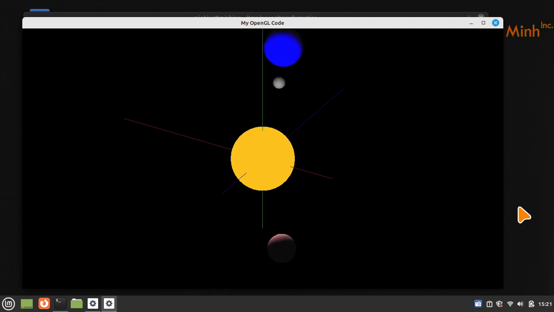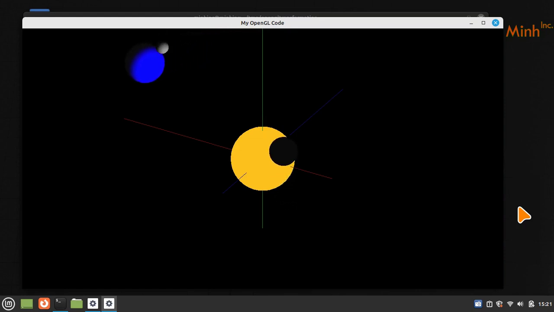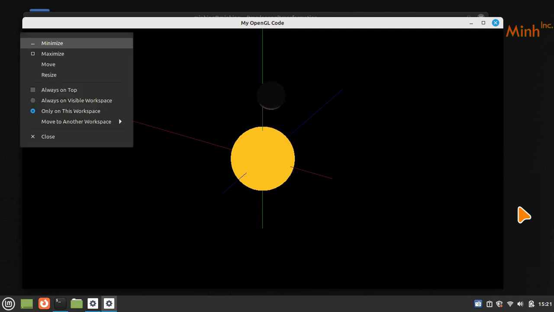Okay, I think the Earth-moon distance should be less. It should be nearer to the Earth, and Earth will make... So this is how we can build a solar system.